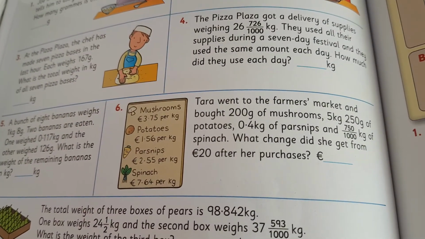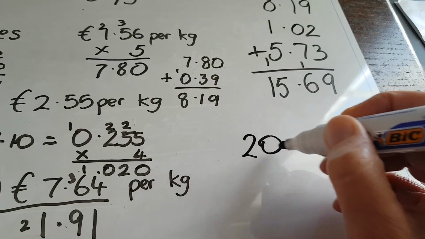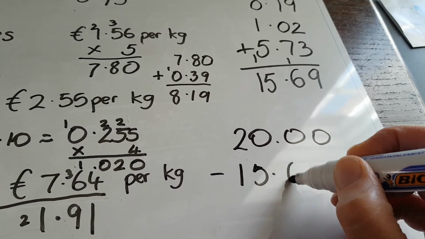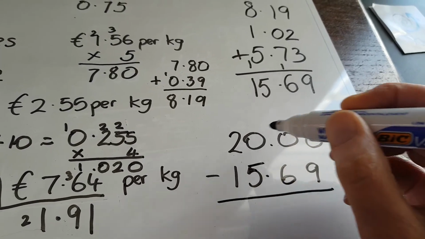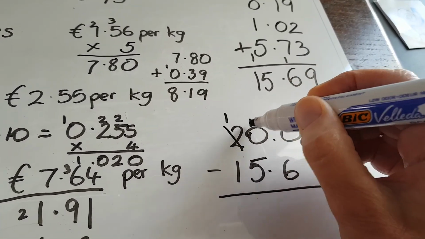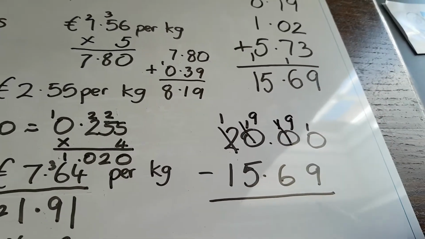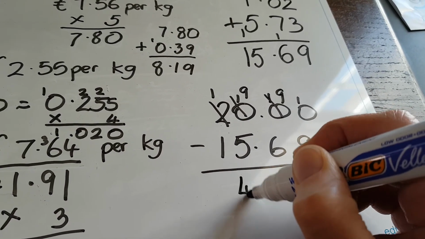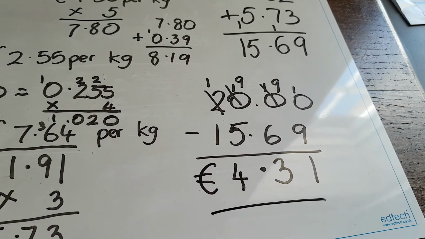The question asks us, what change did she get from €20 after her purchases? So we need our €20, take away the €15.69 that she's spent, and we'll get her change. Right, load of zeros here. So there's a 1, 10, becomes a 9, 10. 10 take away 9 is 1, 9 take away 6 is 3, 9 take away 5 is 4, 1 take away 1 is 0. So there's our answer, €4.31.